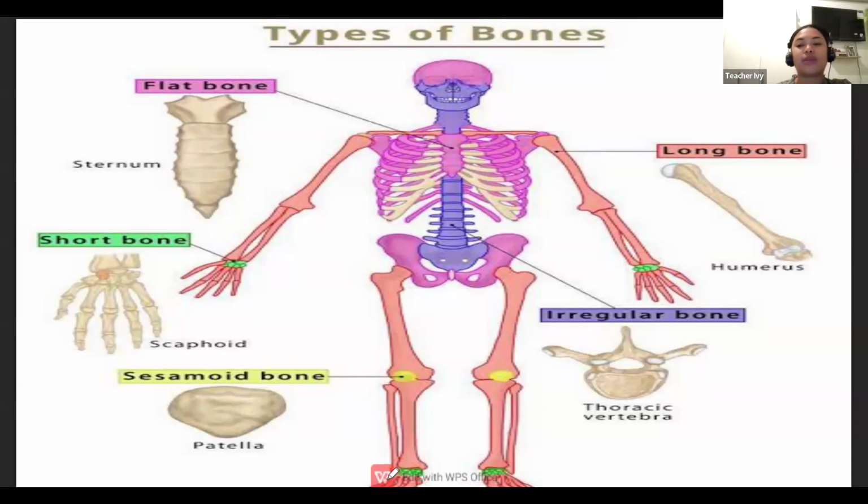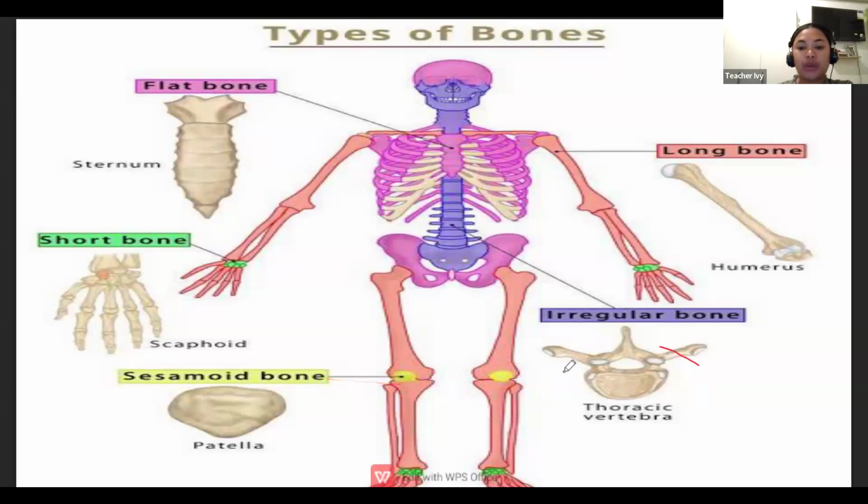We're going to have an exam on that next meeting. Okay? Do not forget. We have the yellow one. This is the last one. Sesamoid bone. This is the patella. The patella is found in your kneecap. They're considered as the sesamoid bone.